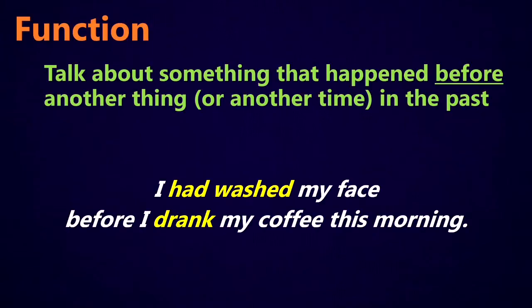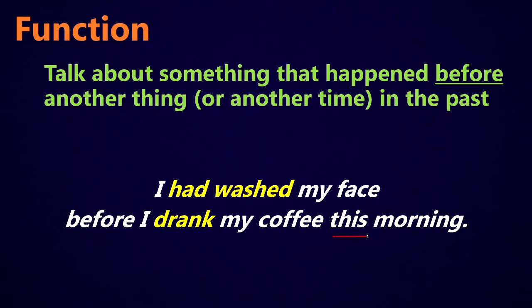Now let's look at how and why we use it. The main reason we use the past perfect is to talk about something that happened before another thing or another time in the past. So like I said at the beginning of this video, we use the past perfect usually when we're talking about two things that happened in the past and one thing happened before the other thing. For example, I had washed my face before I drank my coffee this morning. So I'm comparing two actions here. Washing my face and drinking my coffee.